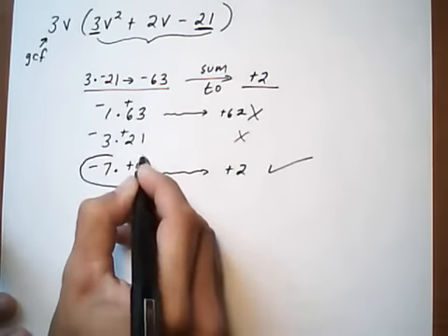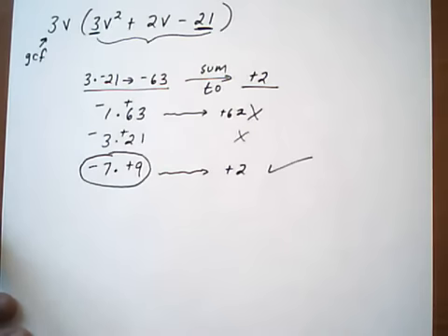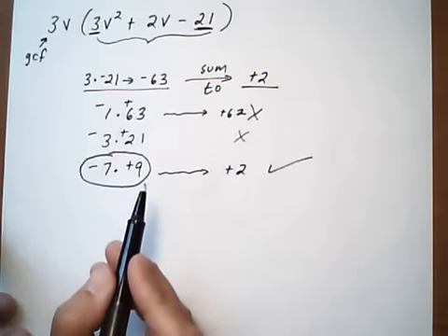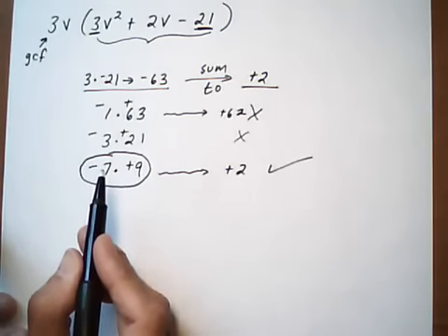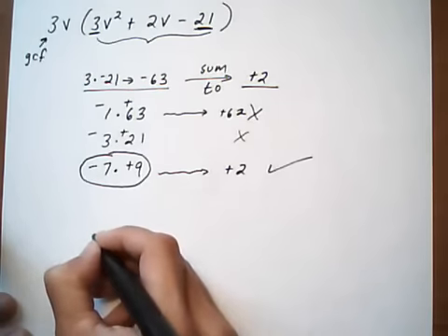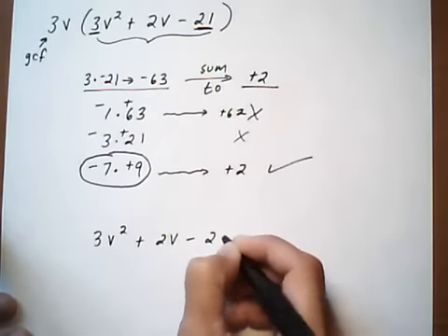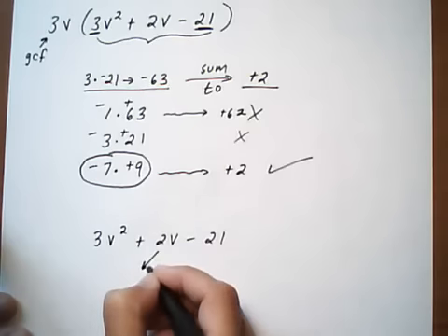So we're going to take these two factors and we're going to split the middle term of the trinomial, the 2v, into 9v minus 7v. So that's the next step. So rewrite the trinomial and split the middle term.